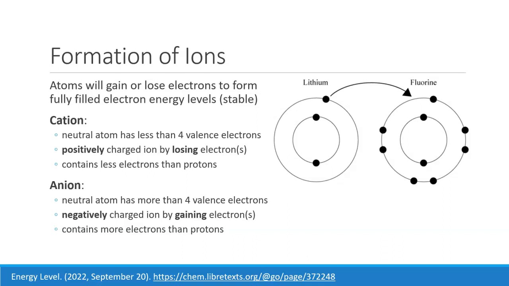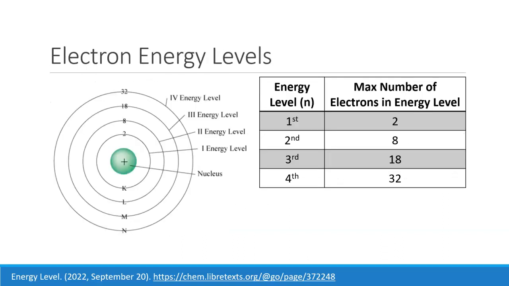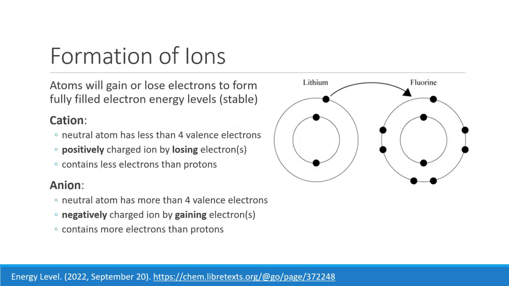So when we look at the formation of ions, atoms are going to gain or lose electrons in order to form fully filled electron energy levels. So they're going to try to match either that 2, 8, 18, or 32. Okay, and this creates what we call a stable ion.